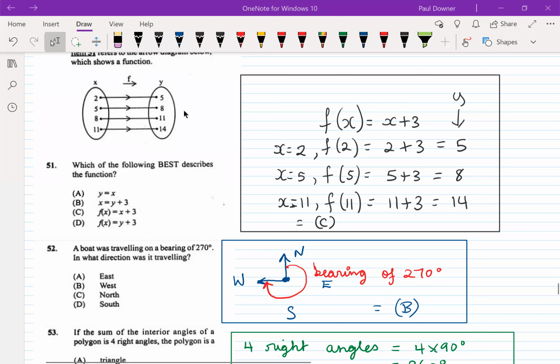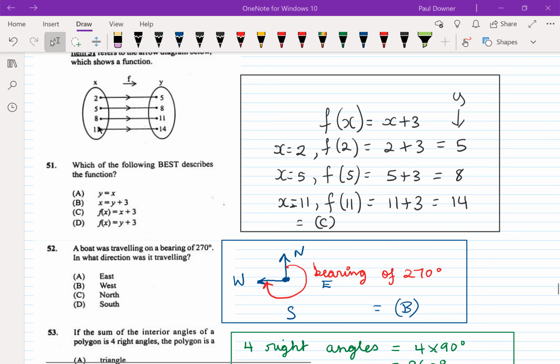So we're going to take 5 and we're going to put it into here, which means 5 is going to replace the x in x plus 3. 5 plus 3 is 8. Did it map onto 8? Yes, 5 mapped onto 8. We went all the way down to 11. You could do it with 8 as well and you get the answer, but we checked 11 as well.